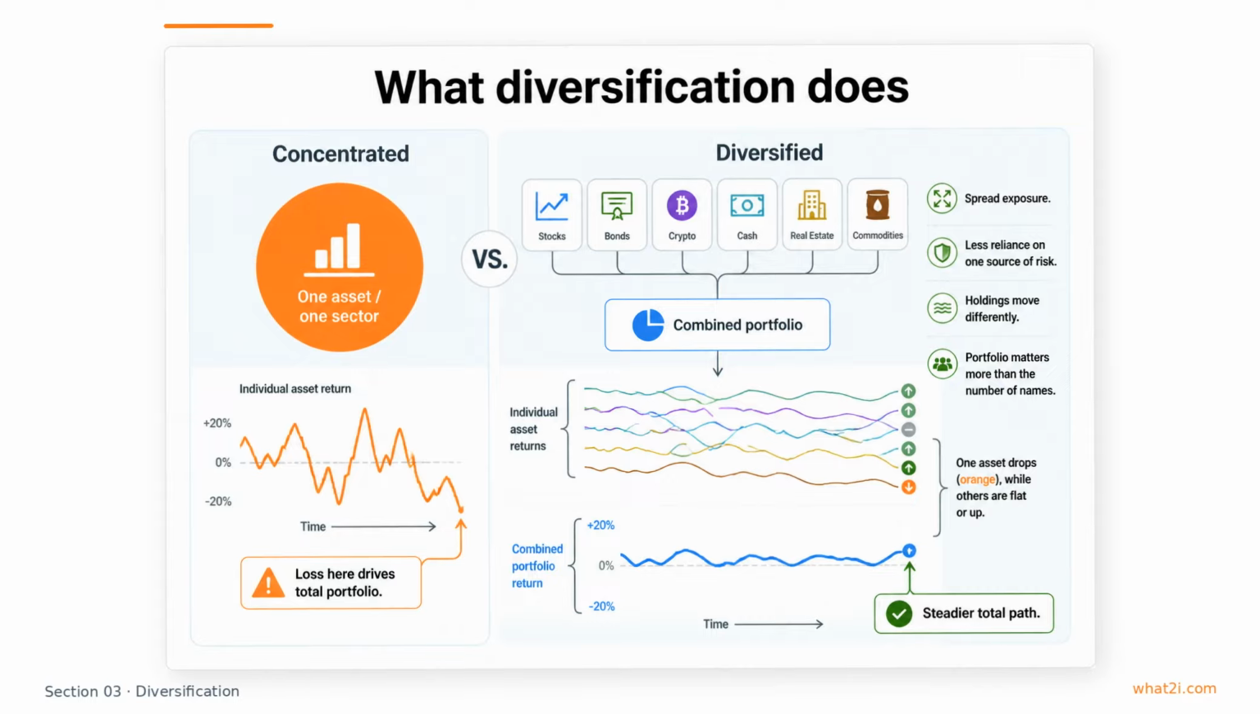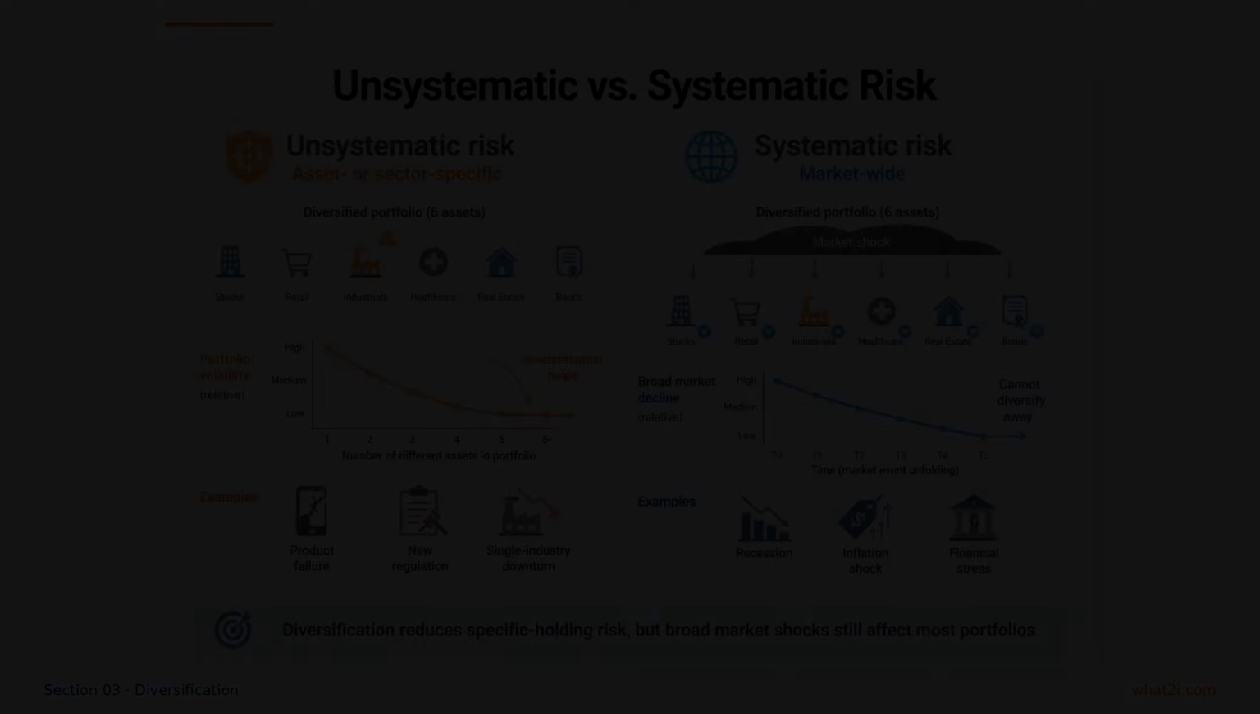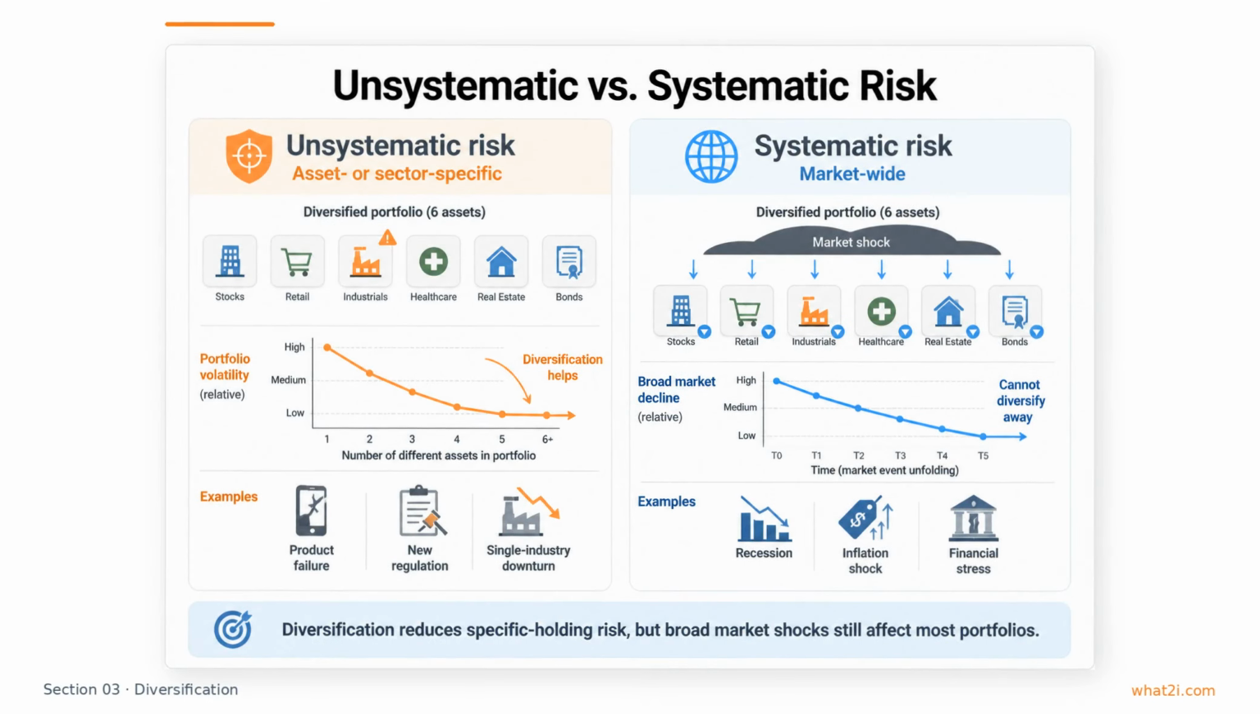A diversified portfolio usually behaves more smoothly because different holdings can offset one another. What matters most is how the holdings behave together, not just how many of them you own. Diversification mainly helps with what is called unsystematic risk. That is the kind of risk tied to a specific company, sector, or asset, such as a product failure, regulatory change, or industry downturn. By holding different types of assets, you reduce the damage that any single problem can do.